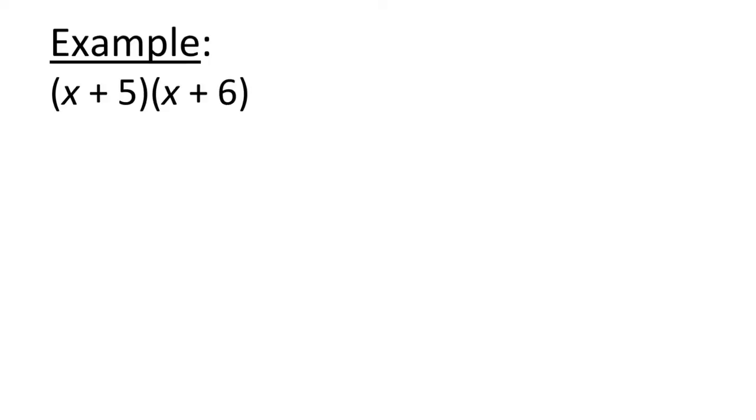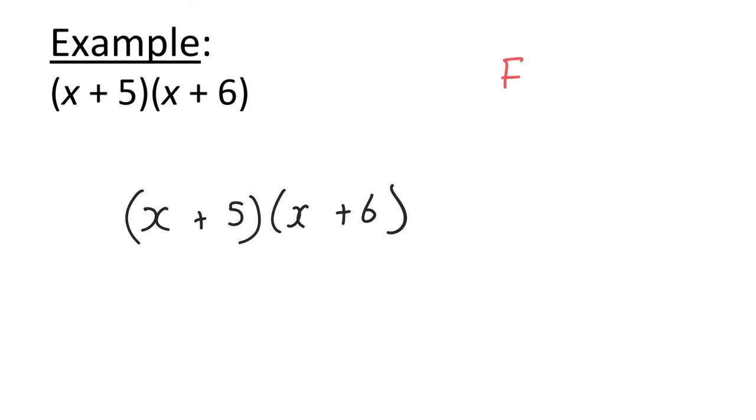So we're going to be looking at this example, x plus 5 upon x plus 6. And we're going to do it a few different ways. So x plus 5 and x plus 6. We're going to use the FOIL method. So we multiply the first two terms together. And when we do that, x multiplied by x is x squared.